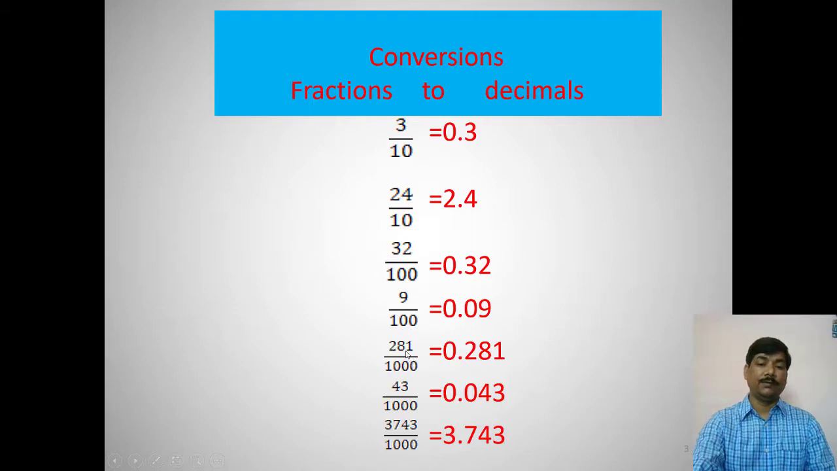281 upon 1000. There are 1000 with 3 zeros, 10 to the power 3. So we will make the point after 3 places: 1, 2, 3, 0.281. For 4 upon 1000, there is only 1 digit. So what do we have to do? We have to write 0 at the left of 4: 0.004. This is the method to change a fraction to decimal when the denominator is 10, 100, 1000, the powers of 10.